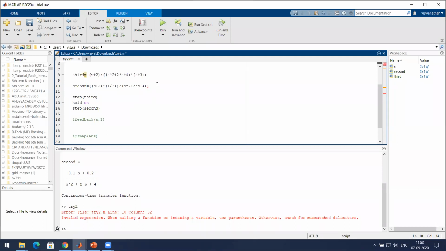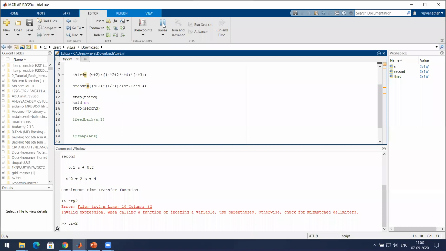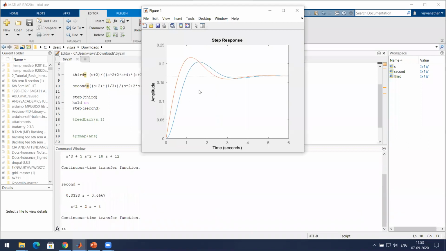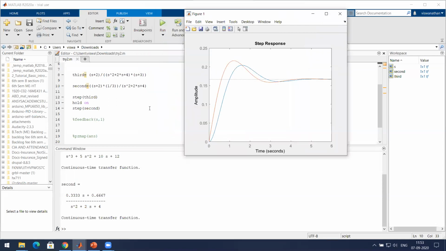So is this fine now? It's not so fine, right? Yes, sir, there is a lot of difference. The difference is more. It's not even approximate.